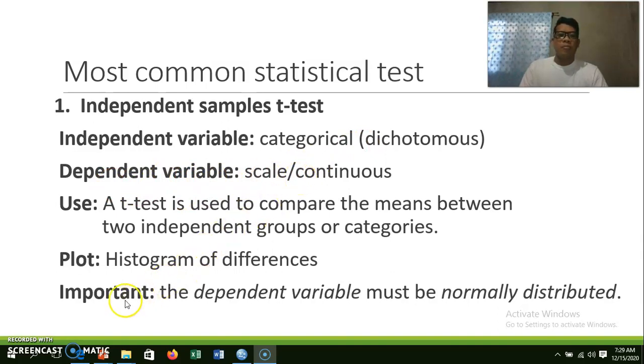And this is very important: the dependent variable must be normally distributed. The variable that we want to measure in the test must be normally distributed. So usually we make use of the Kolmogorov-Smirnov and the Shapiro-Wilk test to test whether our dependent variable is normally distributed.